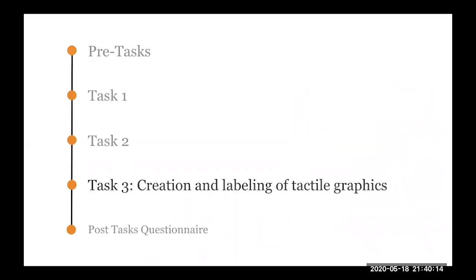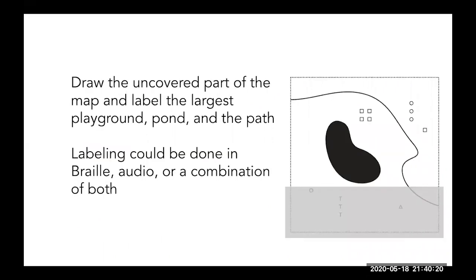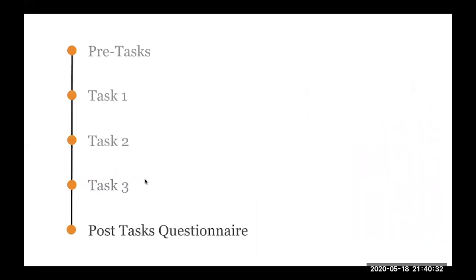In the third task, we wanted to study the use of labels as well as understand what kind of labels participants actually preferred. So first, they had to draw the uncovered part of the map, and then they had to label the largest playground, pond, and the path. Labeling could be done in braille, audio, or a combination of both. After the tasks, there was a quick demographic section to get details about participants' backgrounds.